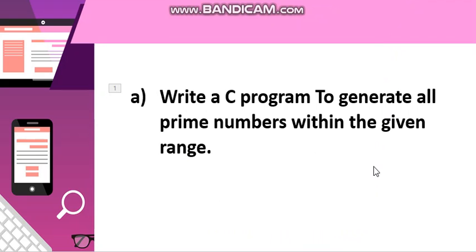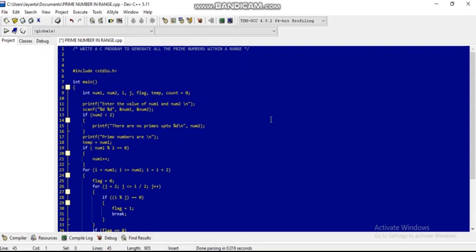Now we will discuss the program: write a C program to generate all the prime numbers within the given range. To solve the problem, first we have to write #include <stdio.h>, that is the standard input output header file, and then int main, that is the main function.